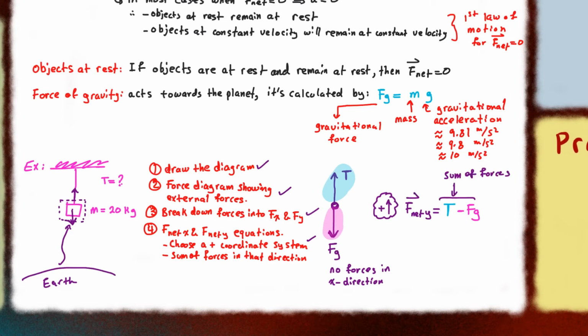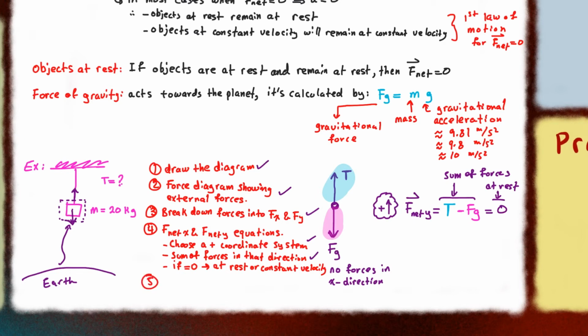It is negative. Since we know that in this case our object isn't moving, that means it's at rest or at constant velocity, then that means that the net force in the y direction is equal to 0. So therefore we're going to set that equation equal to 0.